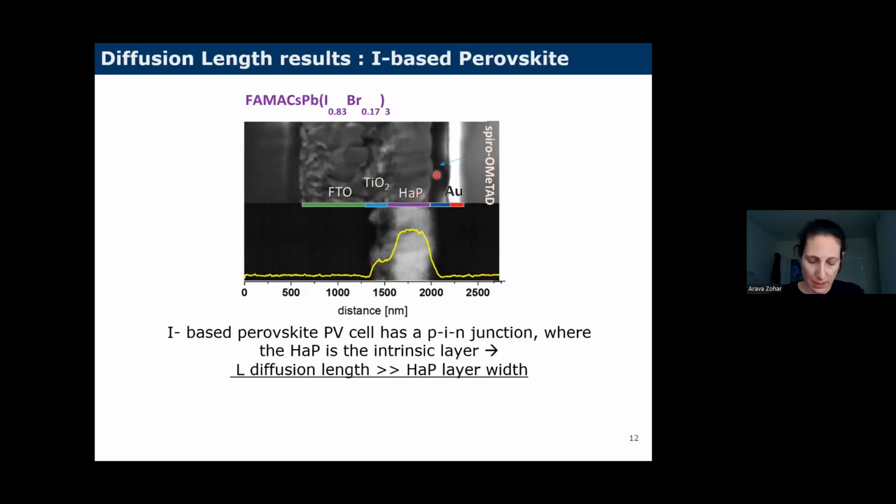So let's look a bit at the data. On the time, okay, I have 5 minutes. Let's look a bit at the data.